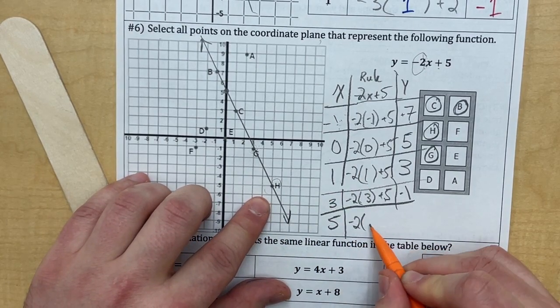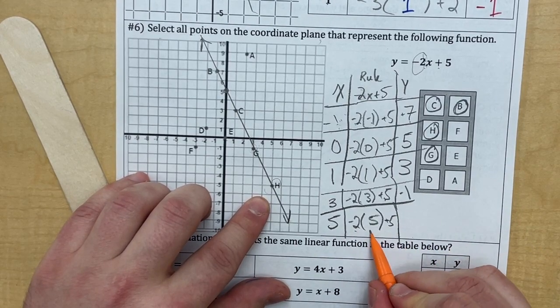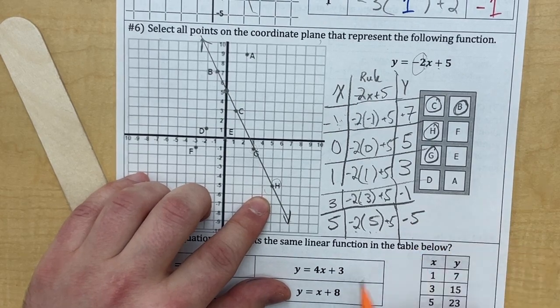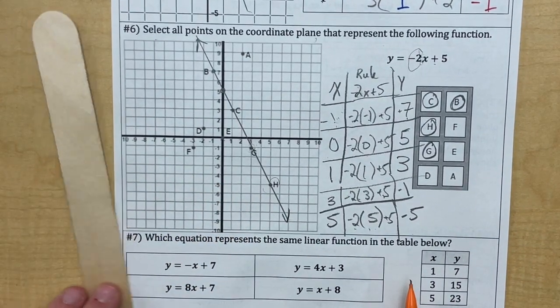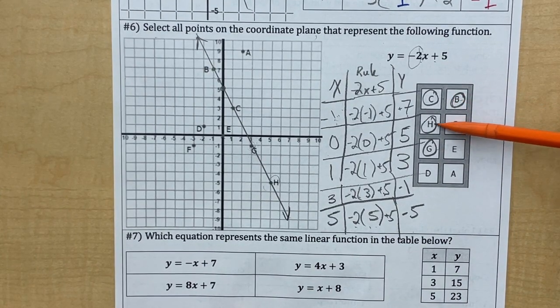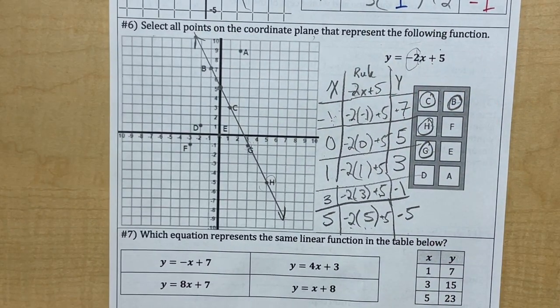I have negative 2 times positive 5 plus 5. This is negative 10. Negative 10 plus 5 is negative 5, and so we know those do line up. So again, those four points, B, C, H, and G, are on my line of this function y equals negative 2x plus 5.